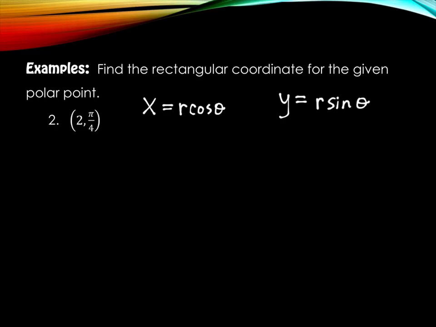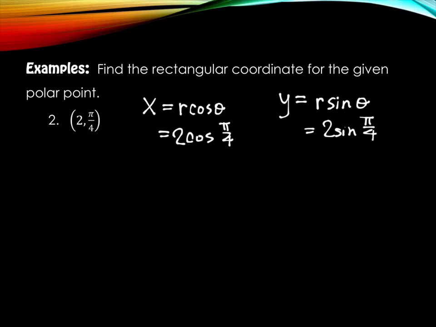Okay, and that's actually really nice. Number one, because we're looking for x and y. So we have equations that say x equals, y equals. And we have r and theta given. So we'll be able to plug them in immediately and use them, right? Substitution. So we have 2 cosine of pi fourths. And on the other one, we have 2 sine of pi fourths.